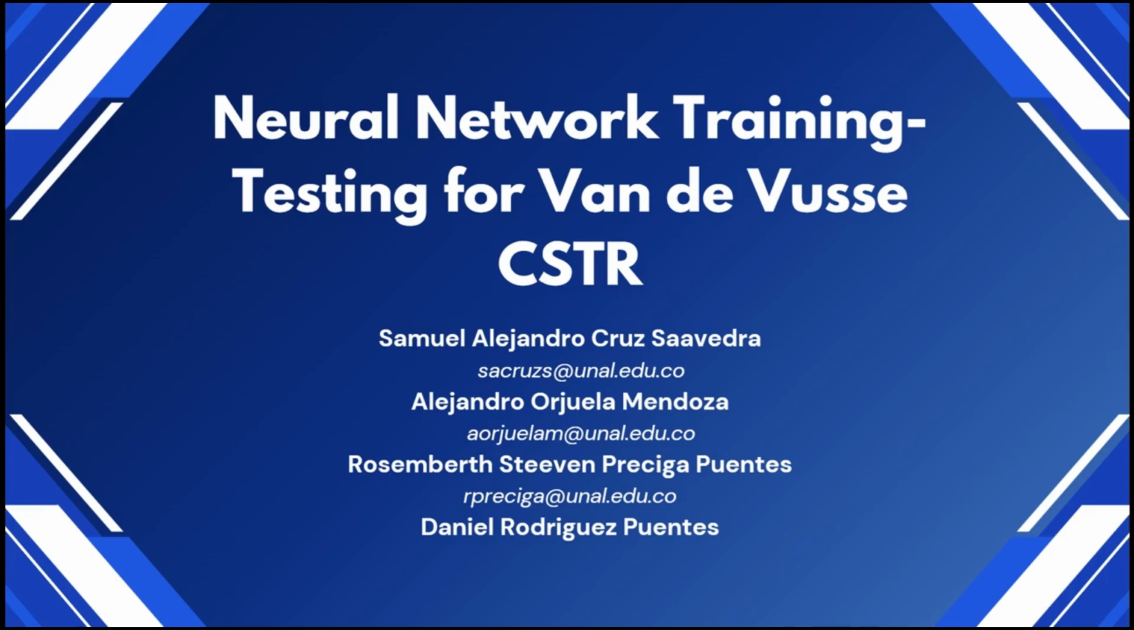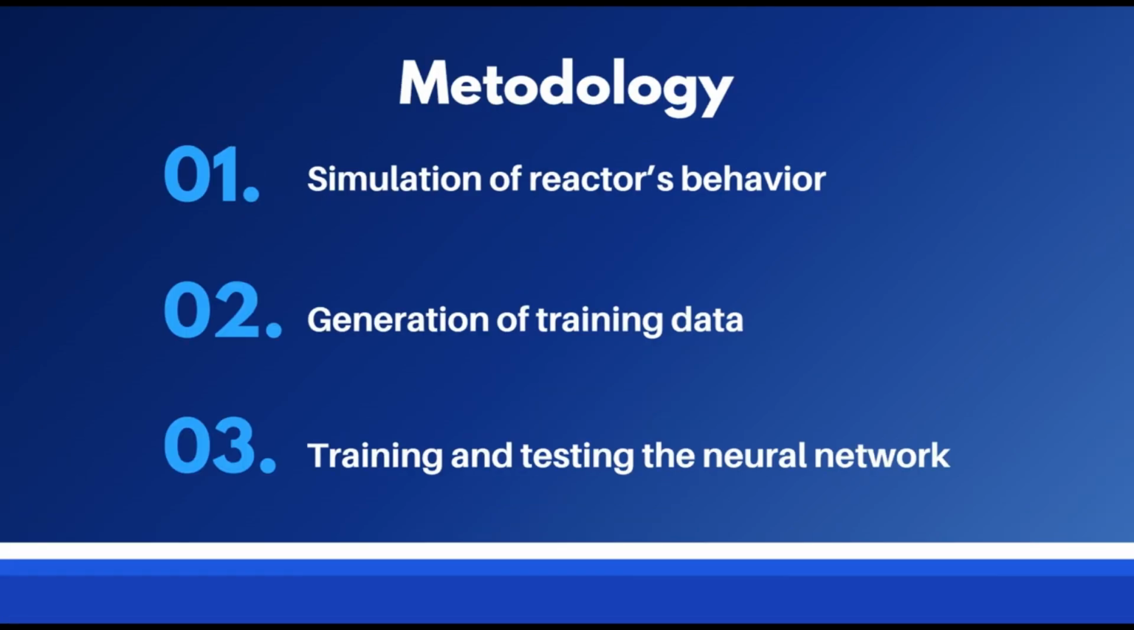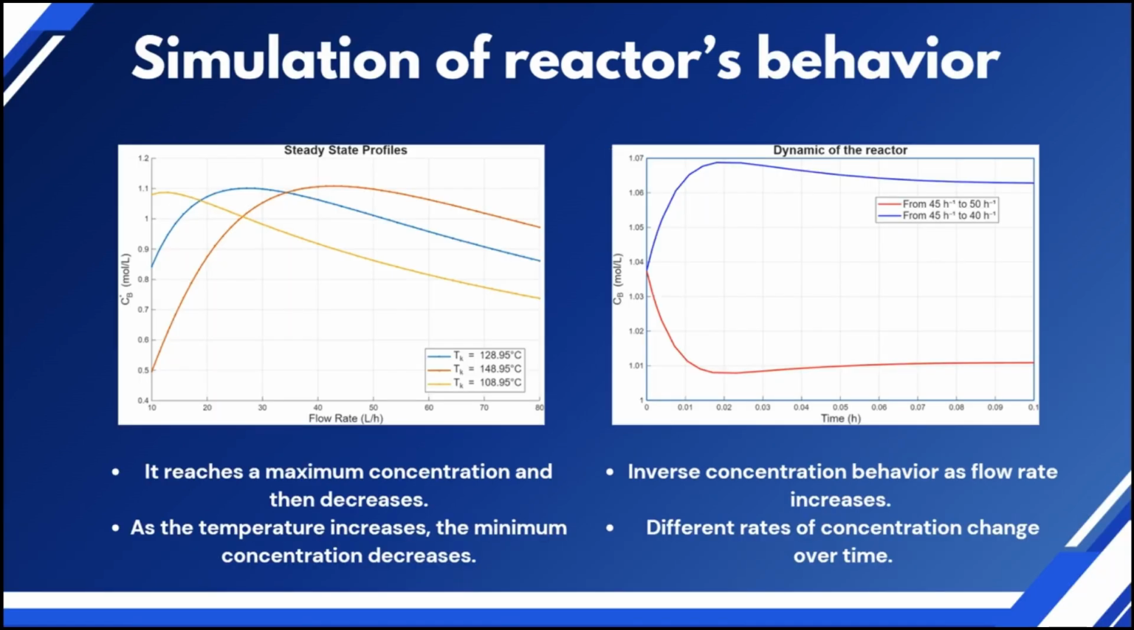We are going to present the neural network training and testing for a Van de Vusse continuous reactor for cyclopentanol. For that, first we are going to simulate the reactor behavior by implementing the differential equations. Then we are going to generate training data, varying the conditions of the reactor once it reaches the steady state. And with that data, we are going to train and test the neural network and see if the predictions are correct.